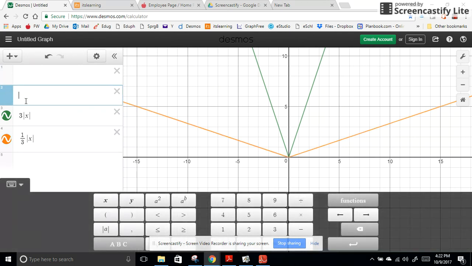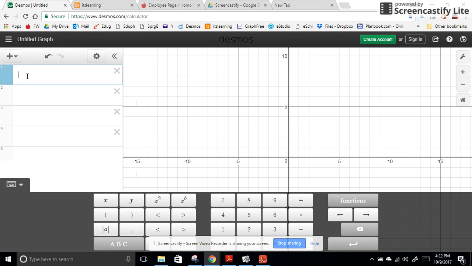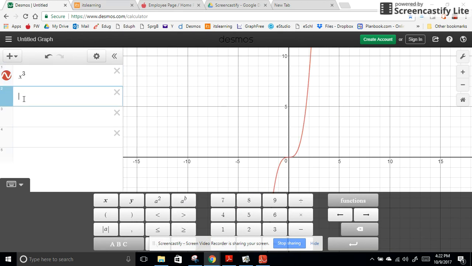Okay, let's go back and delete all of these. Let's look at the graph x to the third. Okay, if you want to see a stretch, let's do 4. 4x to the third. Okay, so you see that one got taller because it got pulled taller, so it's moving closer to the y-axis, kind of the same way that the other ones did.